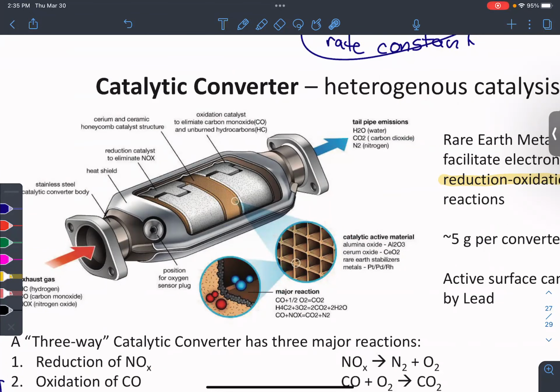Okay. And so, of course, we don't want NOx or hydrocarbons in our air because they contribute to bad things. Versus water, CO2, and nitrogen, much better.